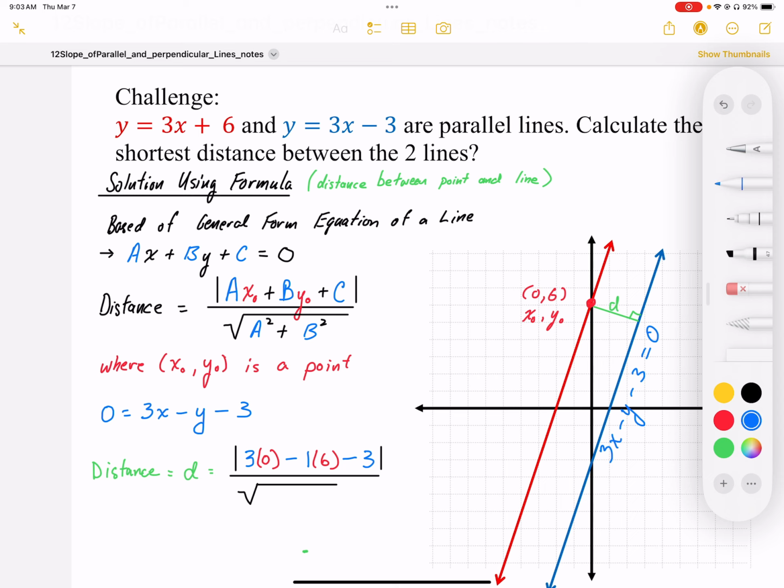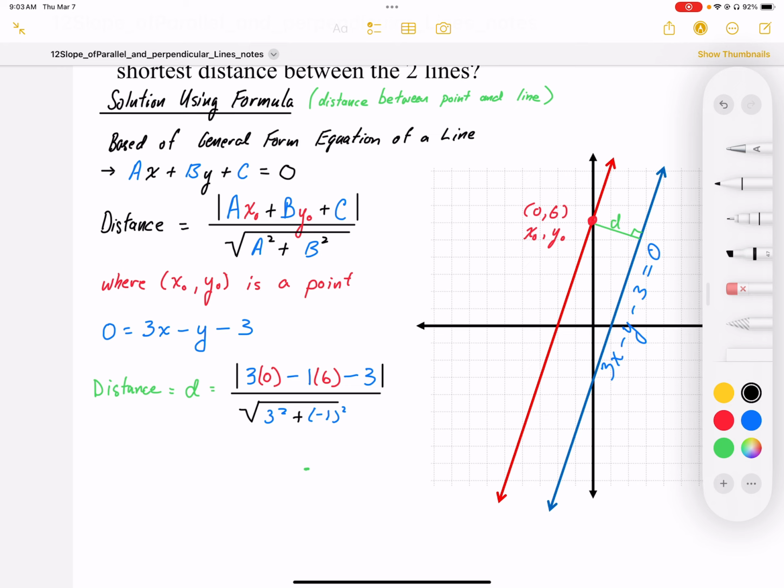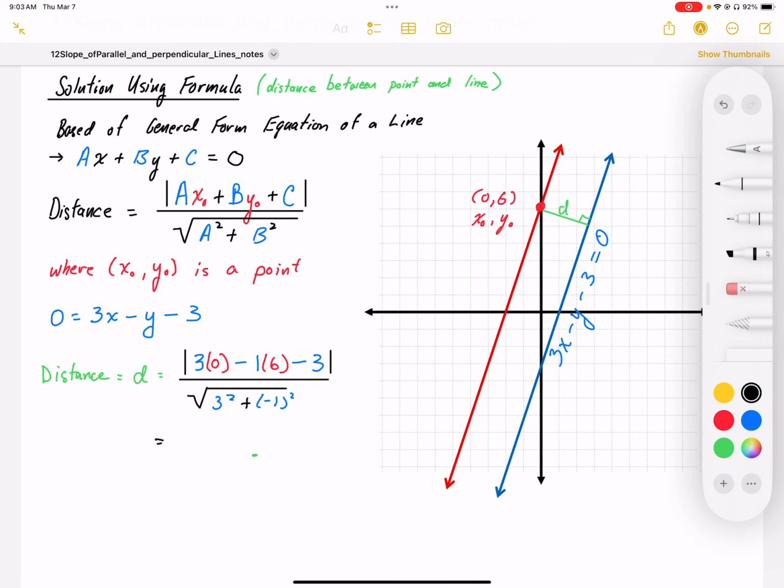The denominator is going to be A squared, or 3 squared, plus B squared, negative 1 squared. Working that all out, in the numerator we end up with negative 6 minus 3, absolute value is positive 9. In the denominator, 3 squared plus negative 1 squared is 10, so we get 9 over root 10, and that is the same distance that we found using the other method.